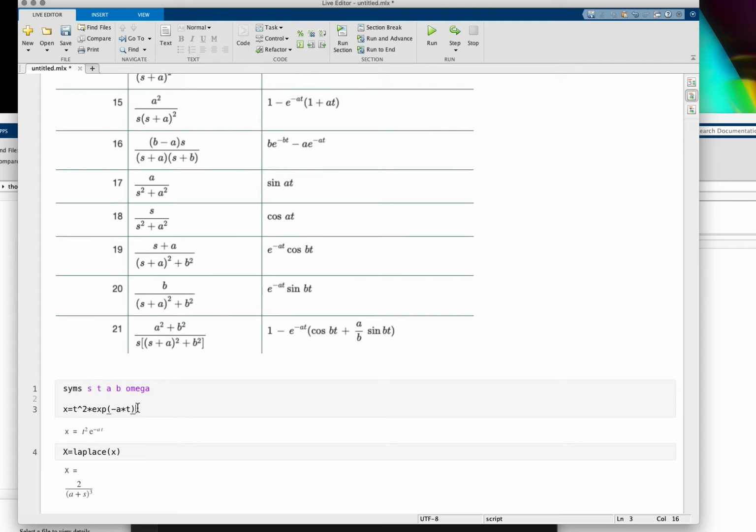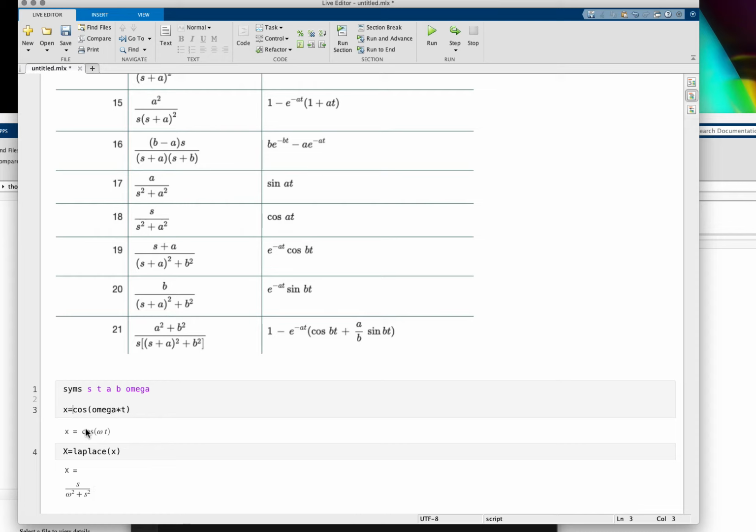Well, let's explore a few others. Let's say cosine omega times t. I run that, and what I wanted to show you is that Matlab does substitute the Greek letter omega into the expression, which is kind of nice. And we get our transform s over omega squared plus s squared. Checking that with the table, that looks consistent. s is on the top, and s squared plus the frequency term squared. So that's looking good.